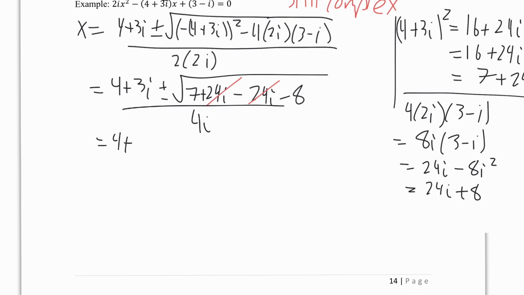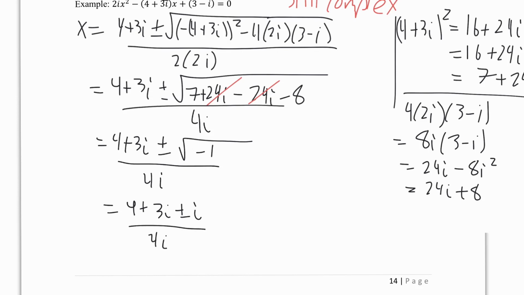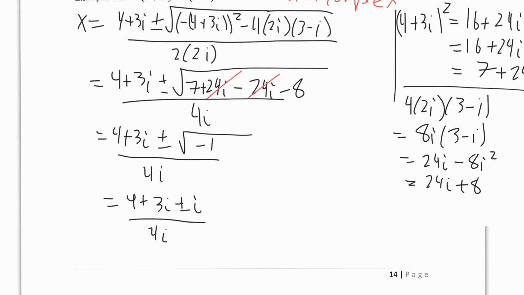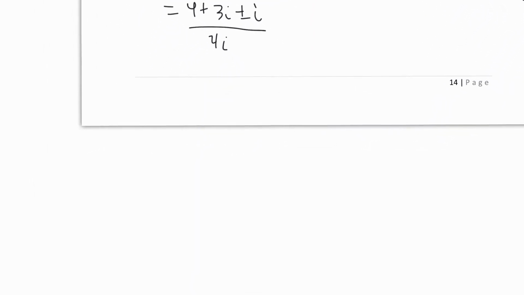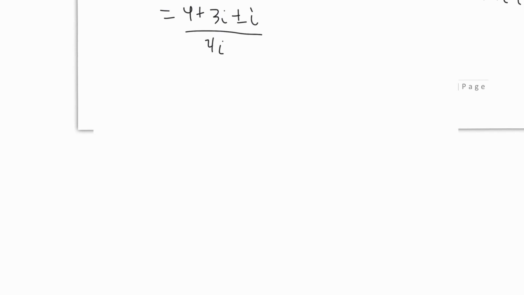Alright, so 4 plus 3i plus or minus, well 7 minus 8 is going to be negative 1. So 4 plus or minus 3i, 4 plus 3i plus or minus i over 4i. Whew, now this is definitely a challenge to write these as nice, proper complex numbers, but we'll do both of them down here. So for the first one we have x equal to 4 plus 3i plus i over 4i, and we'll just work on simplifying that.